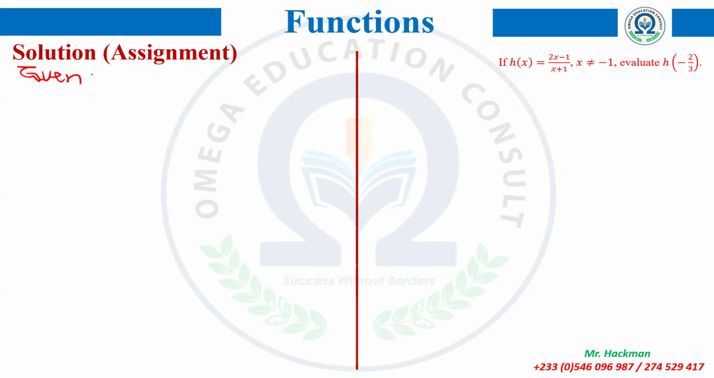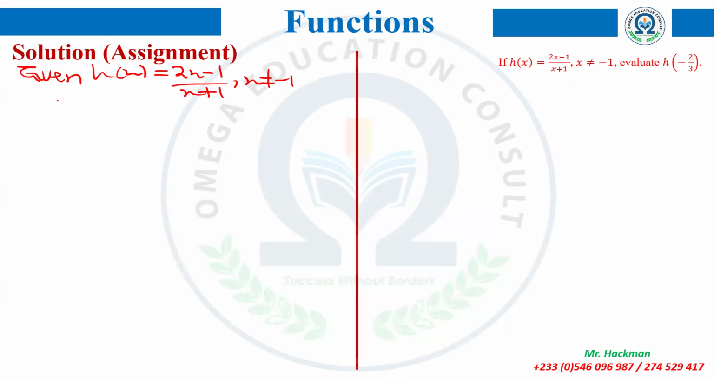So given h of x, and h of x we know is 2x minus 1 all over x plus 1. But don't forget to attach that condition. This one is just copy and paste. You just extract exactly what is there. Don't leave this out. It's part of this. Okay, so one concern addressed.